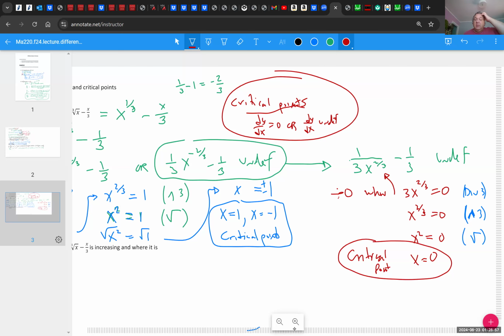So in this problem, we have 3 critical points. We have x equals 1, x equals minus 1, and x equals 0. So we have three critical points.